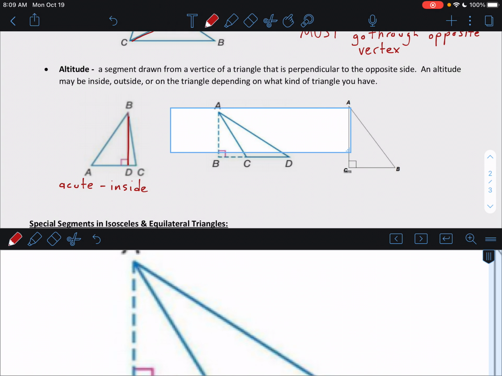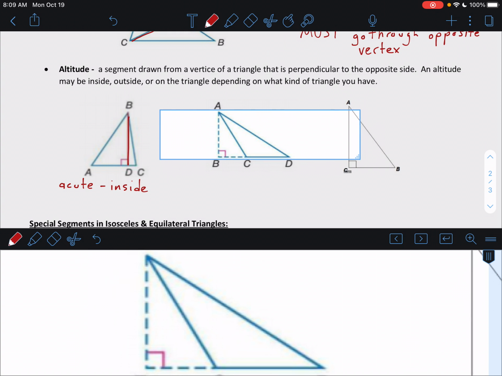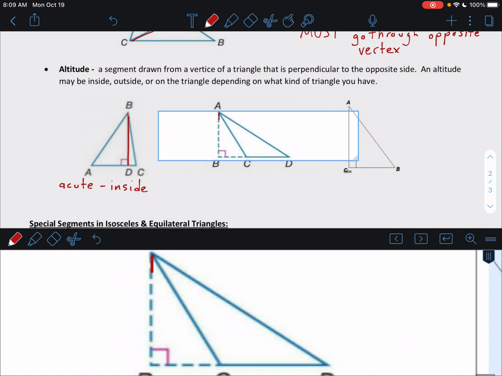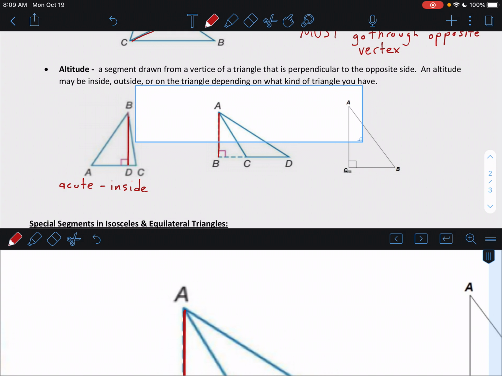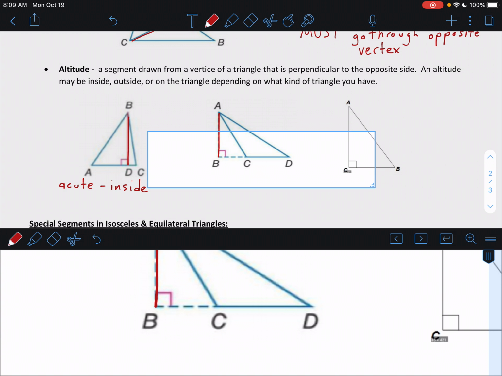Next, we have this triangle ACD, and this line here, this AB, is the altitude because it goes through the point A and it is perpendicular to this CD. So even though it wouldn't go through CD, they extended CD to make it work. And then they were able to put in that right angle.